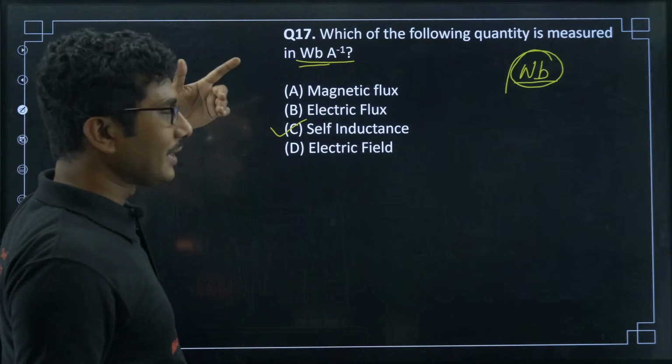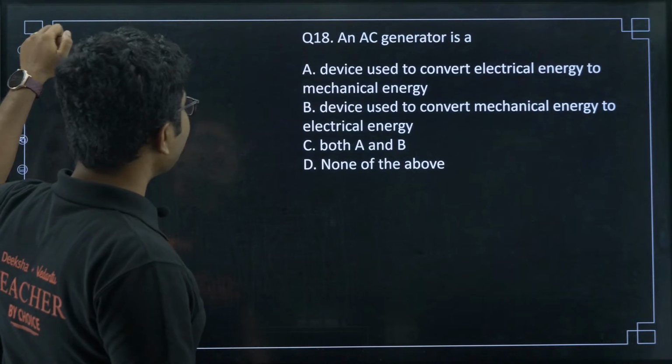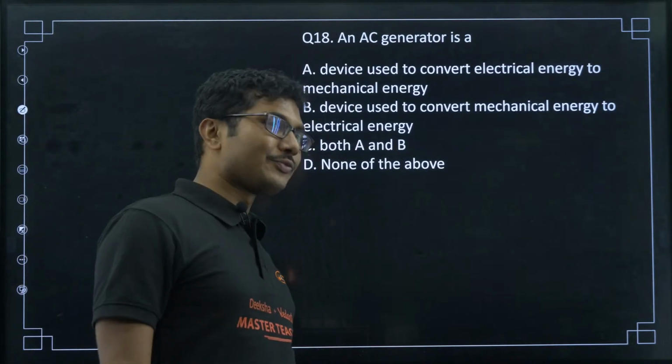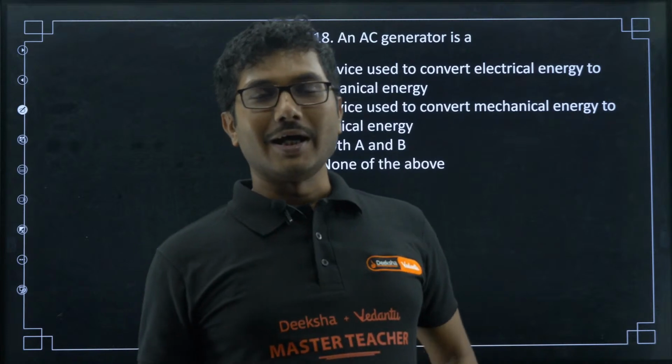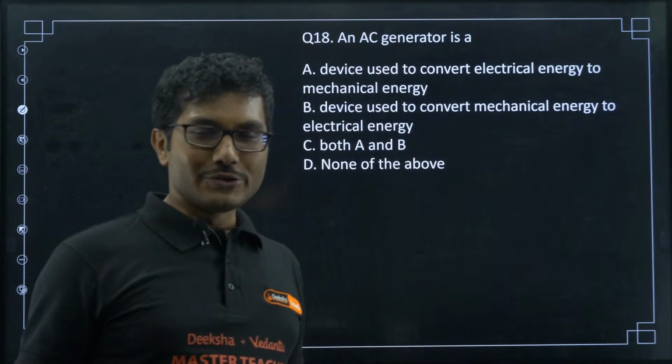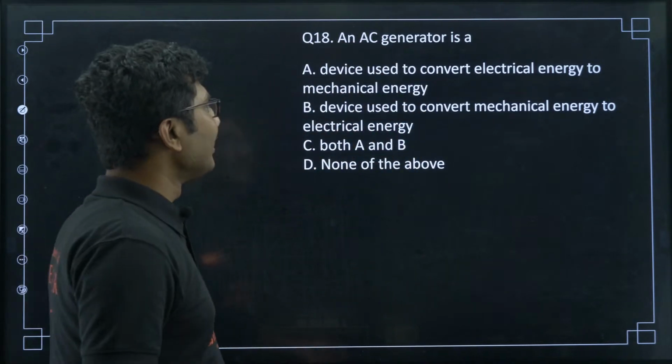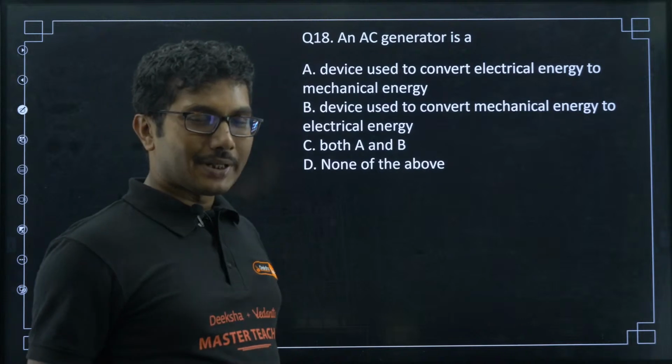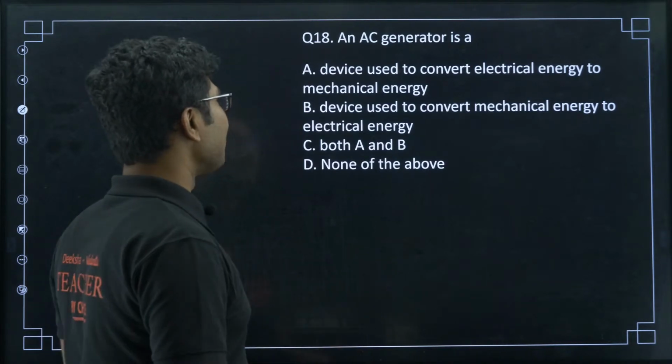Weber per ampere is Henry, another term. Like you use different terms. For example, Newton meter is joules, right? So, joules and Newton meter are same unit. Similarly, here Weber per ampere and self inductance are same quantity.